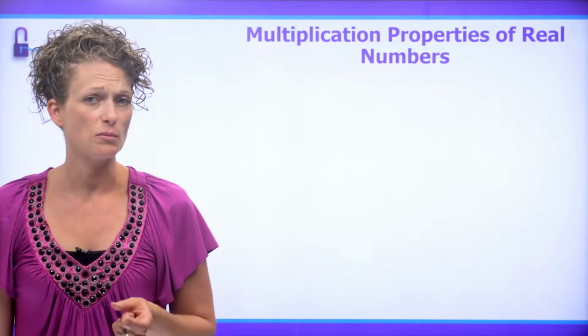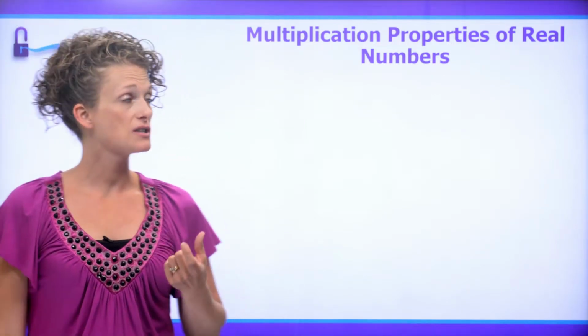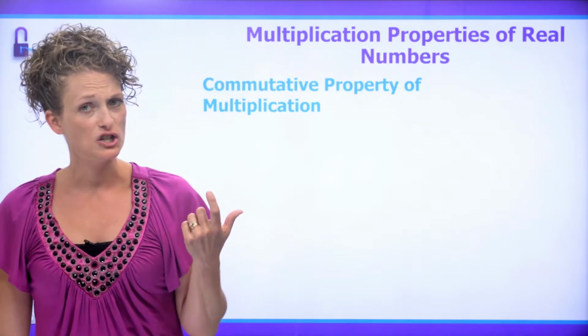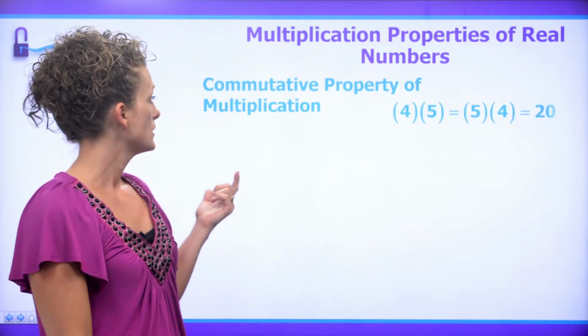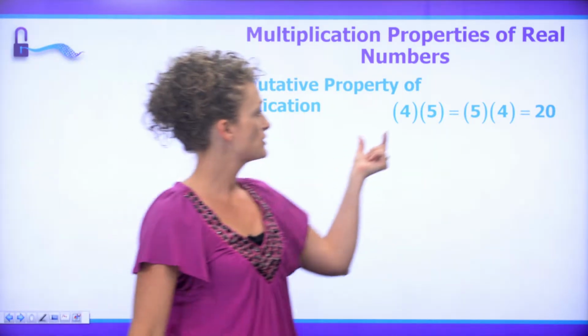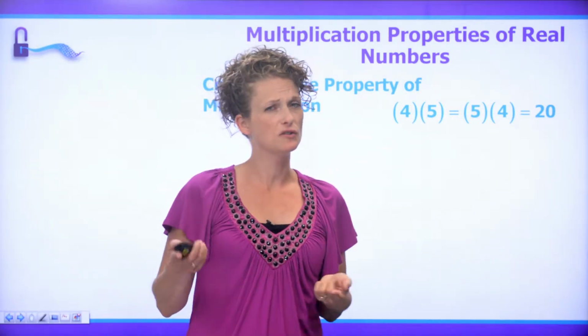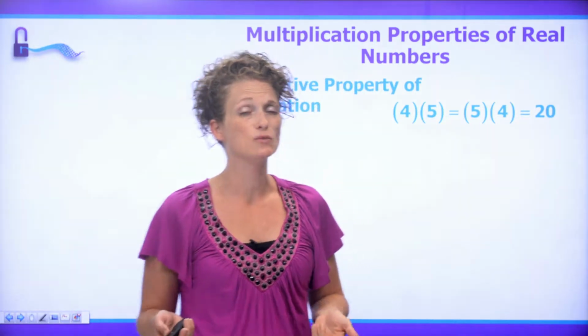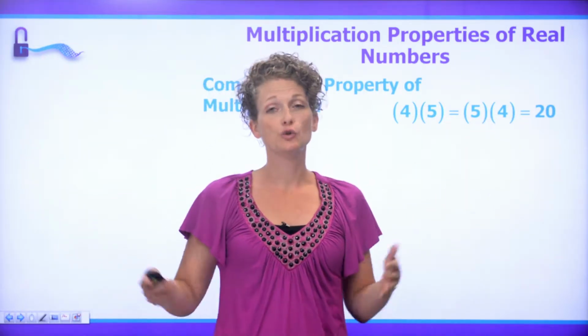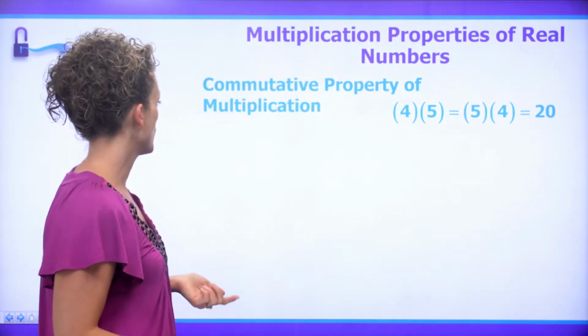Multiplication properties of numbers is the other set that we're going to talk about as far as the real properties. Commutative property of multiplication. Similar. There are 2 terms that we are multiplying together. Now notice if we multiply 4 times 5, you know from your multiplication tables that that equals 20. It's the same as if you took 5 times 4, you would still end up with 20.